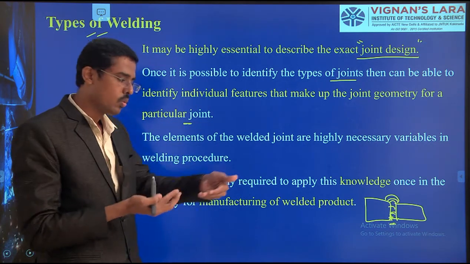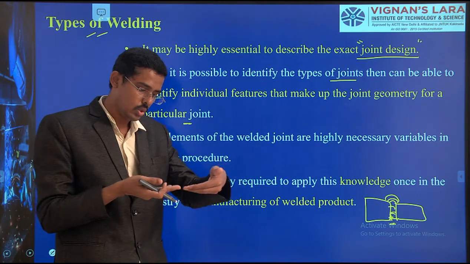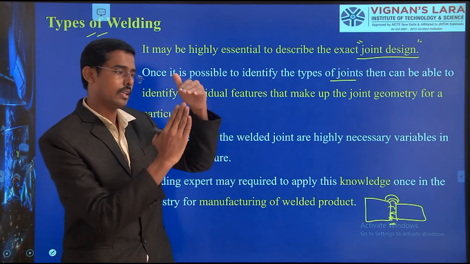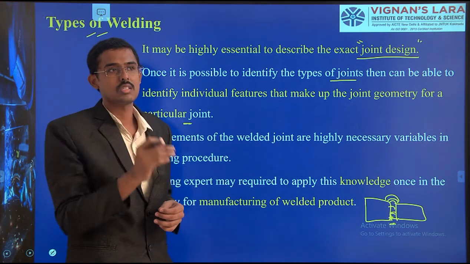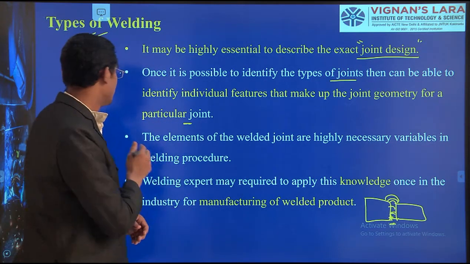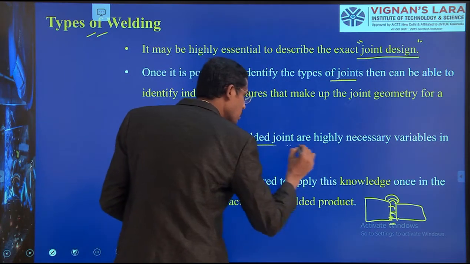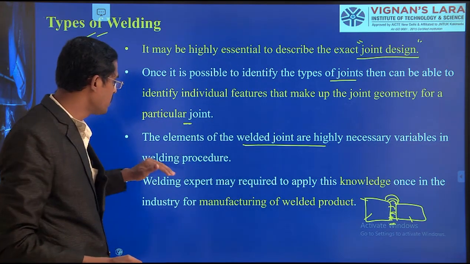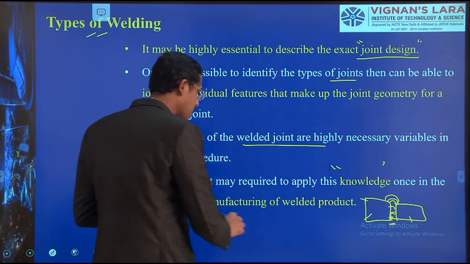You should know what type of joint we are going to make in the industry, whether we are going to connect two butt pieces, or T pieces, or corner pieces. In accordance with that, the welding process also changes based upon the difficulties of the welding locations. The elements of the weld joints are highly necessary variables in welding procedures. These are the names we have to see. A welding expert may need to apply this knowledge in the industry for manufacturing of the welded product.